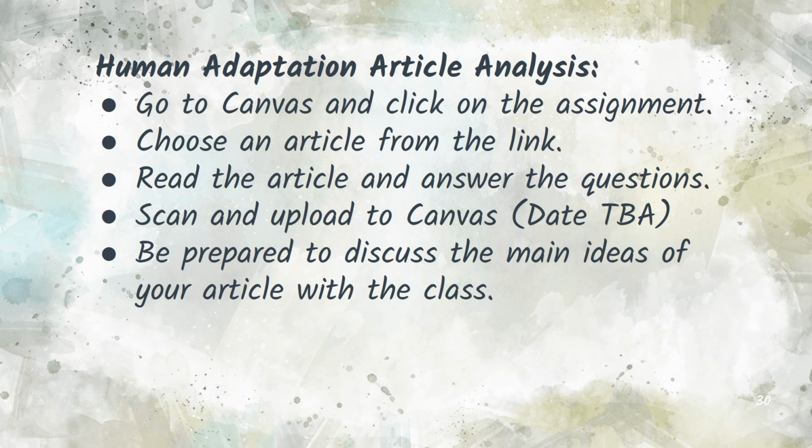Human adaptation article analysis. We will go to Canvas and click on the assignment. You will choose an article from the link, read the article and answer the questions, and then scan and upload your answers to Canvas. The date will be indicated on Canvas. This one is similar to the other article analysis you did on human interaction. Be prepared to discuss the main ideas of your article with the class.